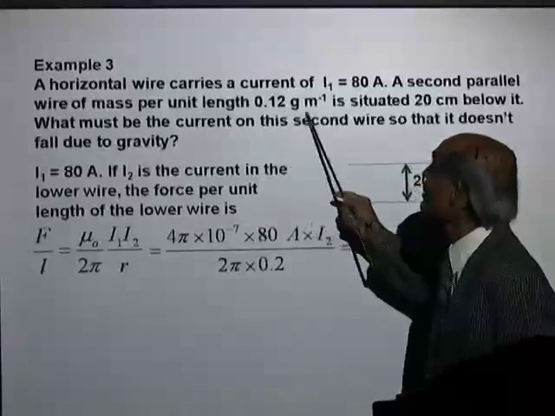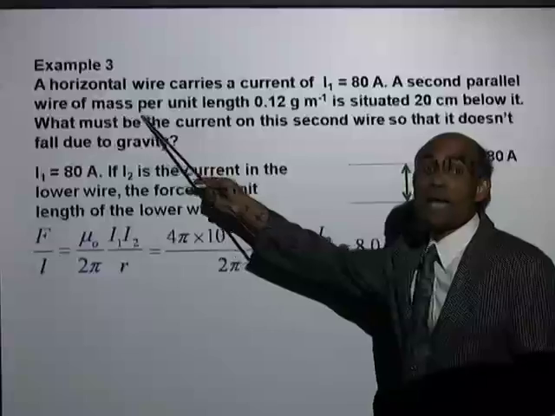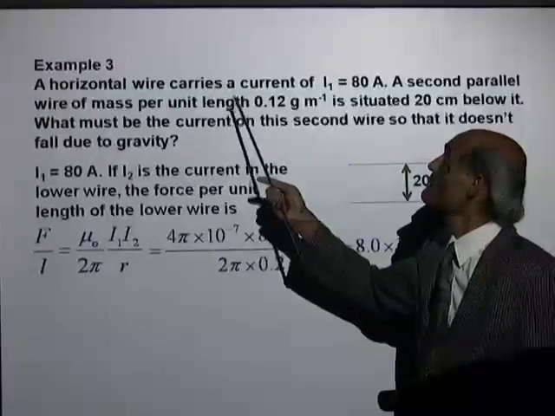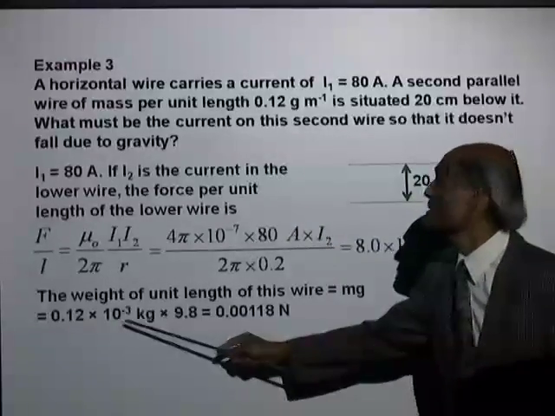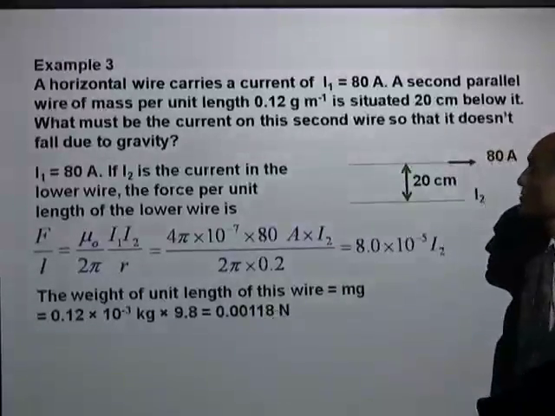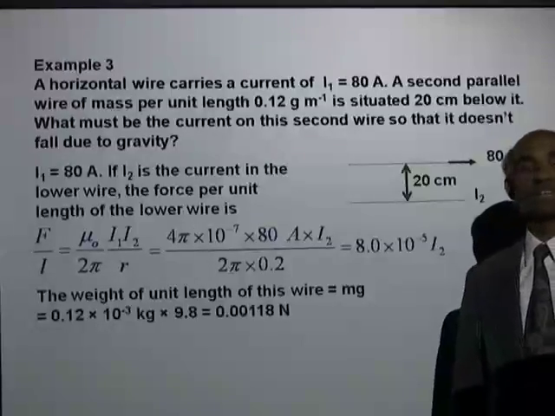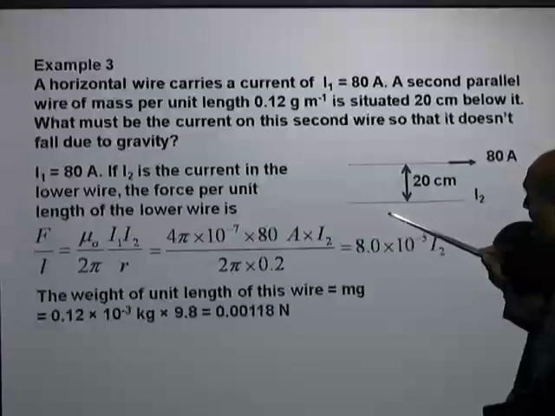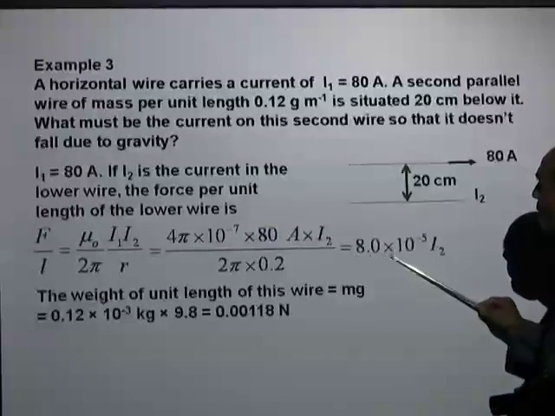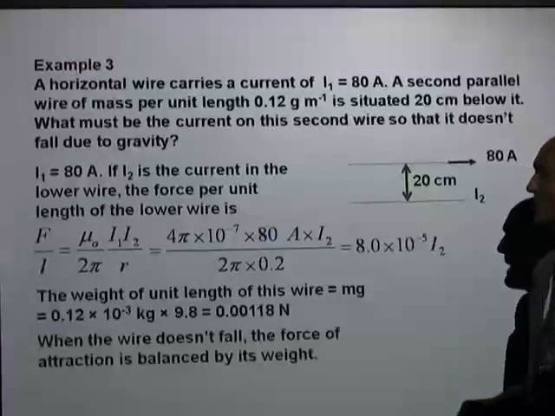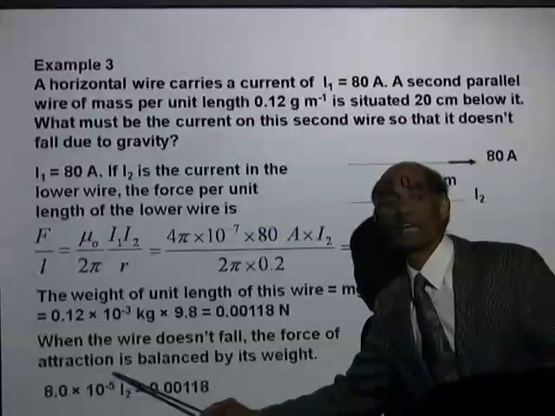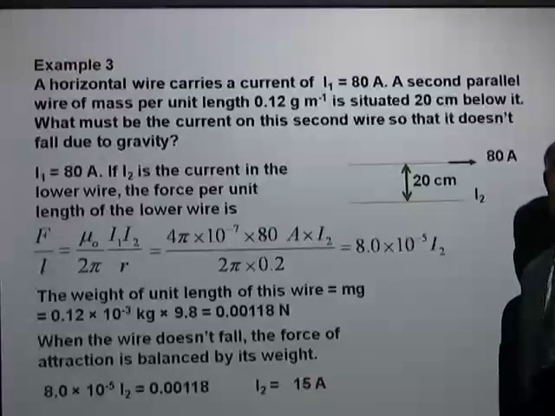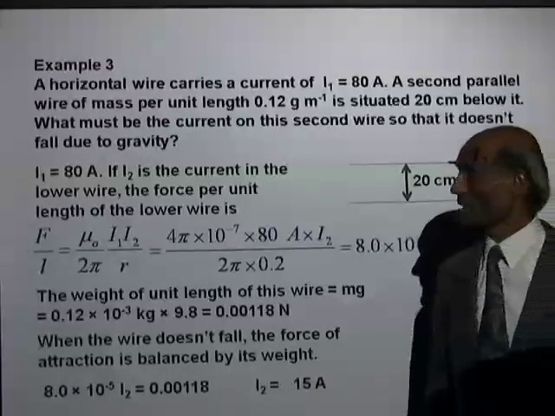This is the force per unit length, and this force per unit length must be equal to the weight per unit length of that wire. You are given the mass per unit length, therefore weight per unit length will be mass multiplied by g. That will be 0.00118 Newton. We can now take the weight per unit length of this wire and equate it to force per unit length, and we can calculate I2. What is therefore I2 equal to? I2 equal to 15 ampere.